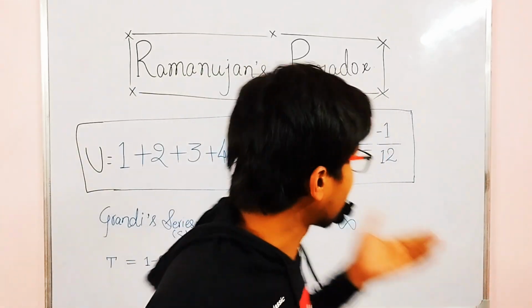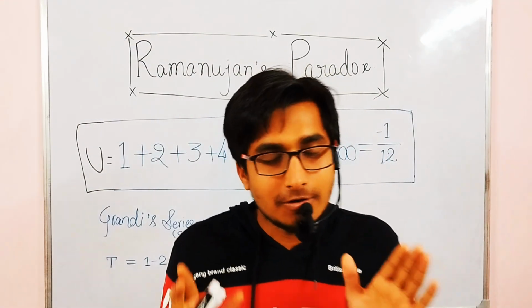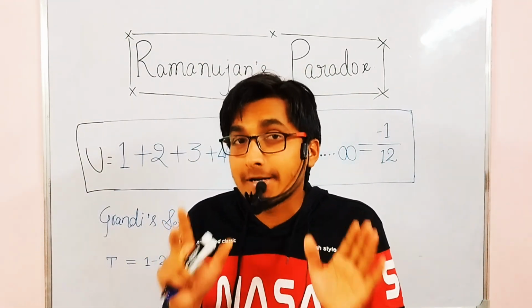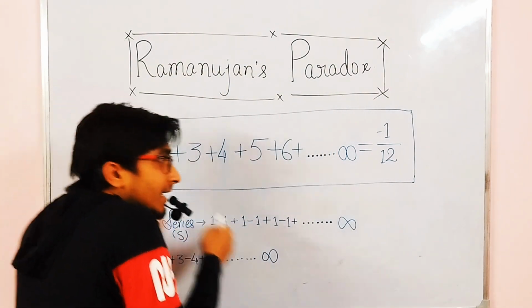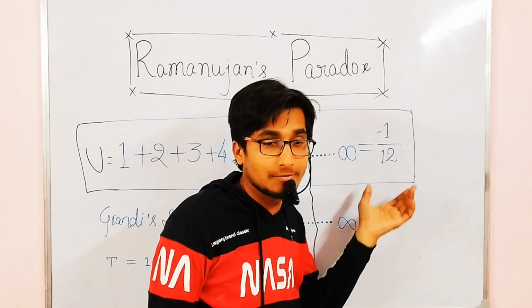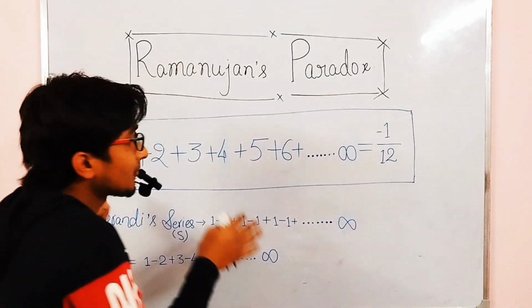Today's topic is the Ramanujan paradox. So today we talk about the Ramanujan paradox. The Ramanujan paradox is that the sum of the positive numbers up to infinity is minus 1 by 12. So how is it possible? You have to think on that.